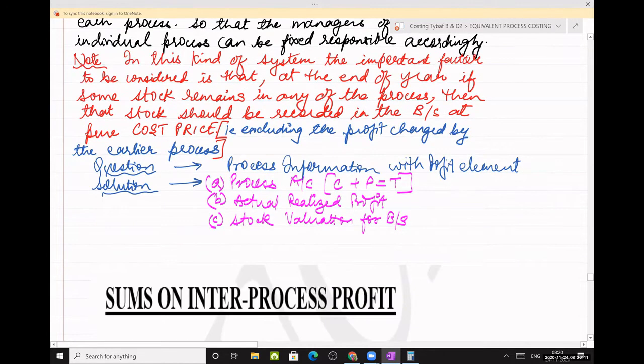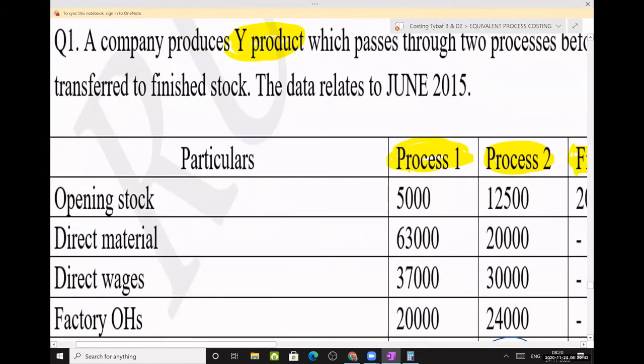So what will be there in the question? Information with respect to profit and loss. And what will you prepare in the solution? You will prepare three things in the solution: a process account with C plus P equal to T, and the actual realized profit we will calculate. Along with that, we will also understand the concept of unrealized profit. I will teach you both together. And stock valuation for the balance sheet.